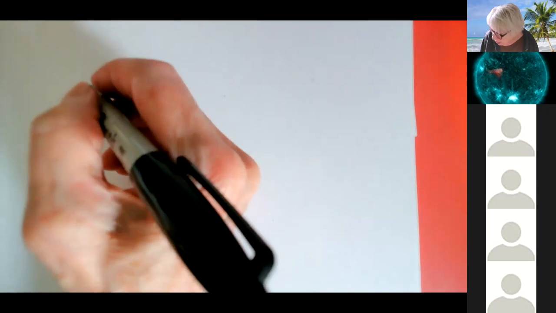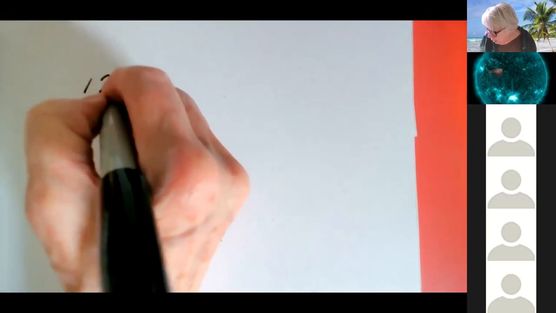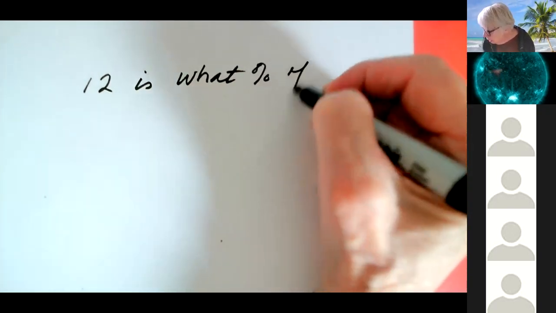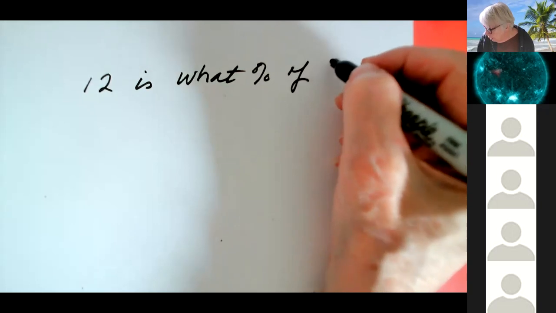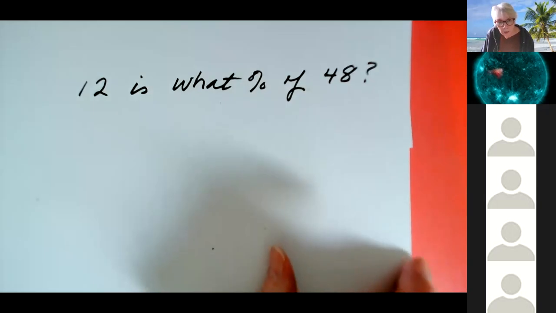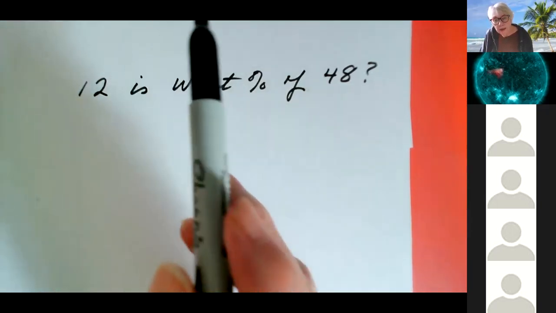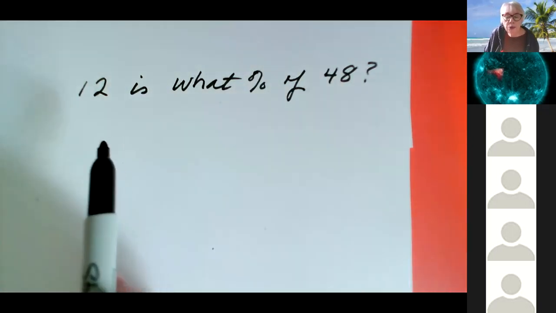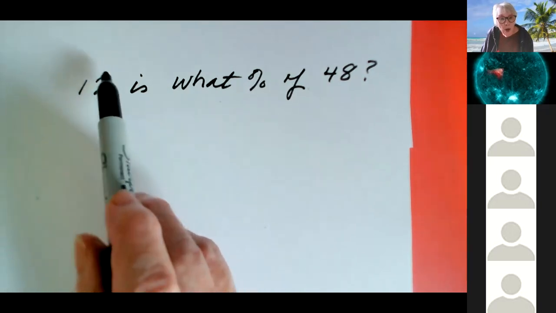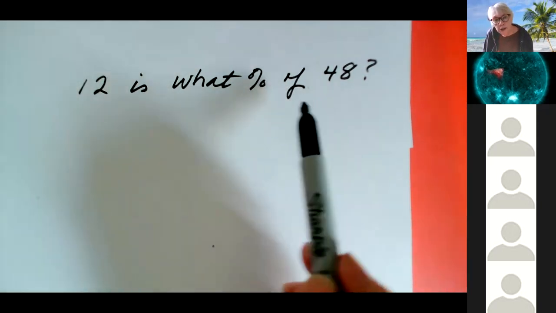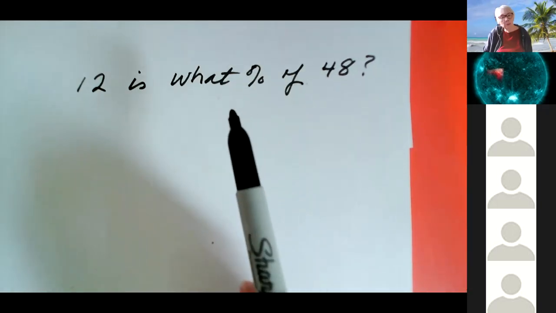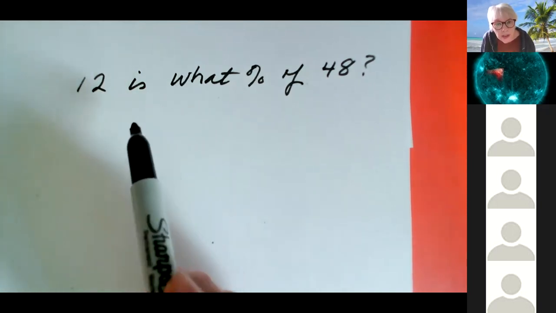And then we'll show what, say, 12 is what percent of 48? This is where people got in trouble, because they kind of knew that they had to do some sort of division or multiplication or something. And then the question was, do you multiply or do you divide, and which number is on top and which number is on the bottom, and so on. And so this became the problem.